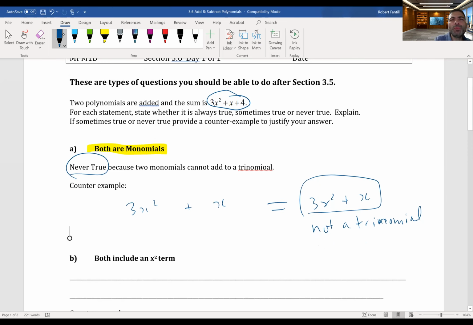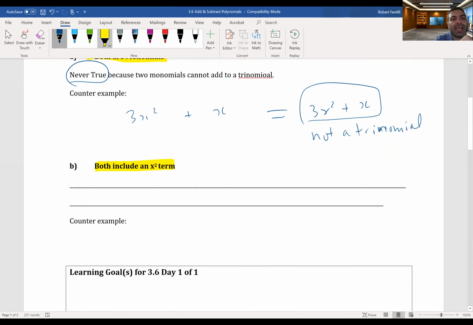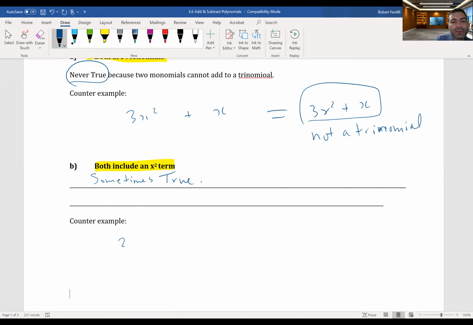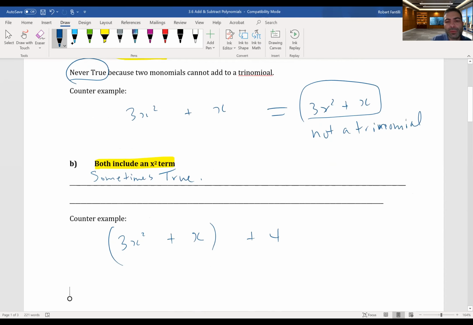Doesn't work. If you're adding two polynomials, do both of them have to have an x squared term? Again, that's sometimes true. You don't have to, but you can. So sometimes true. And the counterexample here, right, we can have 3x squared plus x, I think it was a plus 4. Yeah, plus 4. Right? So do they both have an x squared term? I'm just giving you an example where only one has an x squared term, and that's going to come out to that. Again, you can come up with different examples here, right?